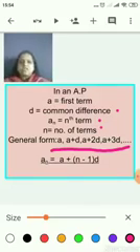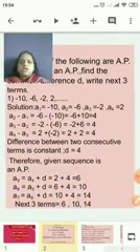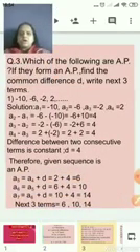So let us start with the exercise sums. In the previous period we have done exercise 5.1 till question number 3. Now we will continue, question number 1 and 2 are over. We will start with question number 3 now. Which of the following are AP? If they form an AP, find the common difference d and write the next three terms.